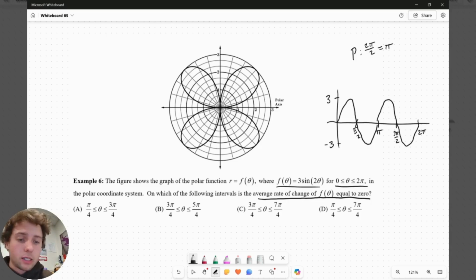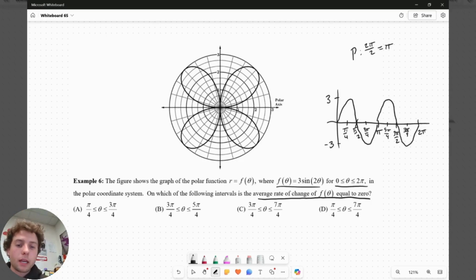Looking at some of the answers, they're in pi fourths, so I may need to get more of these. If I take pi halves and cut it in half, that would give me this maximum, where that happens at pi fourths. 1 pi fourths, 2 pi fourths, this one would be 3 pi fourths, 4 pi fourths, 5 pi fourths here, 6 pi fourths, so this is 7 pi fourths.